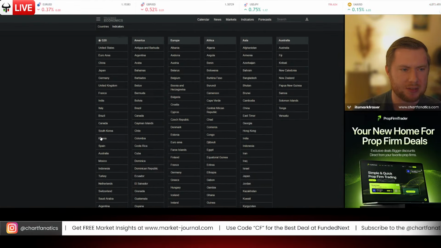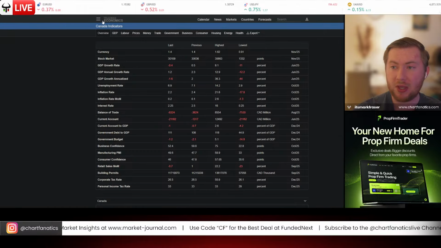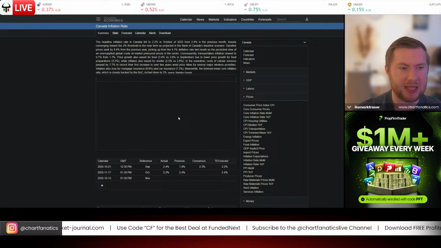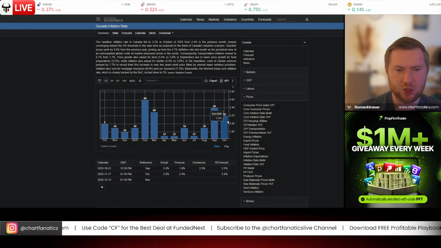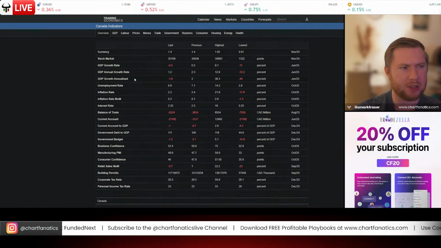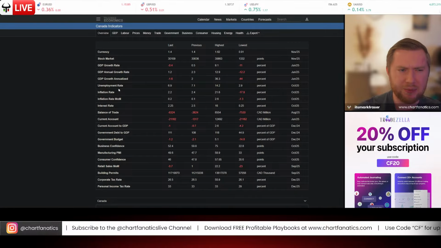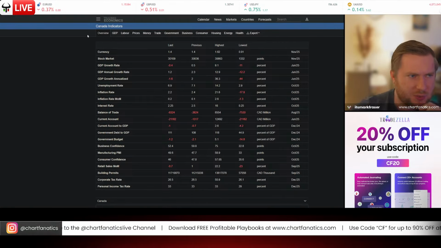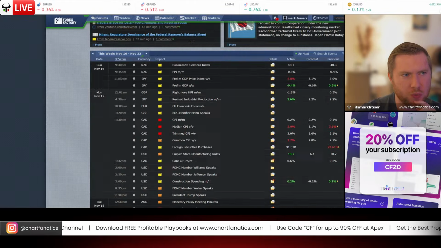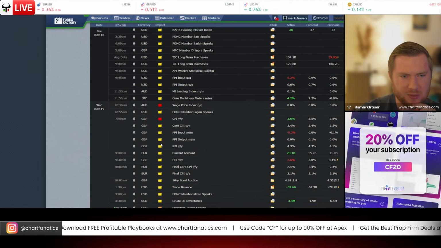Country is Canada. This is a good website, by the way, to use, Trading Economics. Let's see. So the standard inflation rate at the moment in Canada is 2.2%. So it has climbed slightly in September, and did drop to 2.2% in October. Core inflation. Does anybody know what the difference between core inflation and standard CPI is, or just normal CPI? What is the difference between them both?